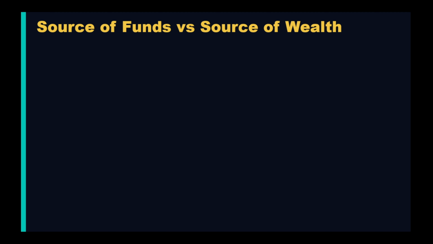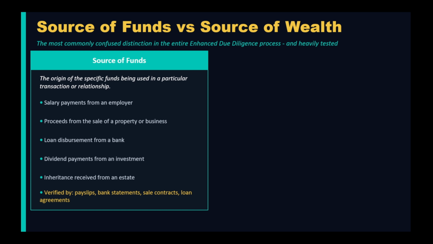This is the distinction that candidates get wrong most frequently in domain C. It appears in almost every EDD scenario question. Know it precisely. Source of funds. Source of funds is the origin of the specific funds being used in a particular transaction or relationship. It is narrow in scope, limited to this transaction only, this account, this moment.